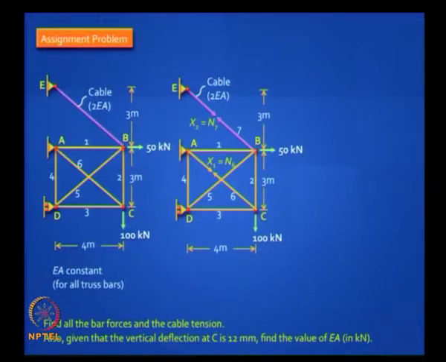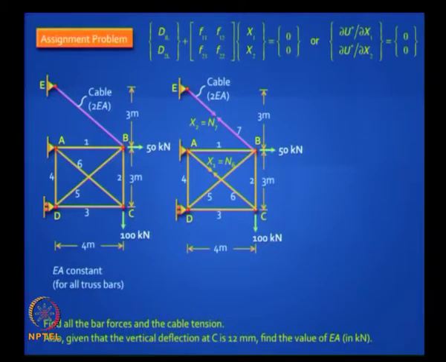You know how to solve this. There are many ways of solving it. Basically you have to invoke compatibility conditions. If you do the method of consistent deformations, you have to write it in that flexibility format, or you could use the theorem of least work. You are familiar with this, you will do it. Now this part is easy.